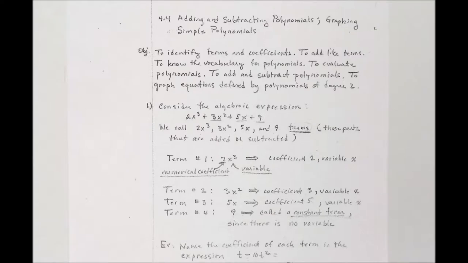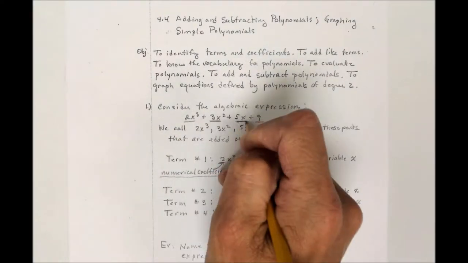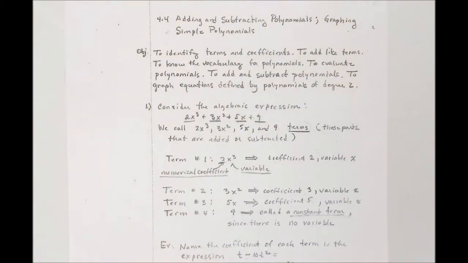So let's start here first with, consider the expression 2x to the third plus 3x to the second plus 5x plus 9. Now there are four things that are being added, and these four things that are being added are called terms. They're parts that are technically added or subtracted. Of course, subtraction is just like adding the opposite. So if we have a subtraction, we can think of that as plus the opposite of it, and it has to do with the idea, again, that these are things that are being added.